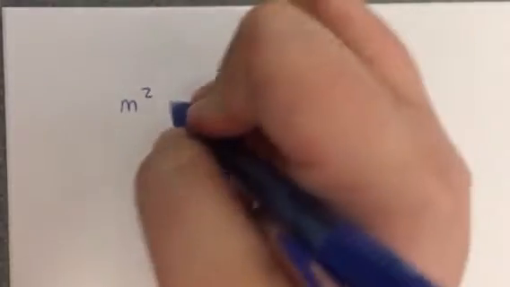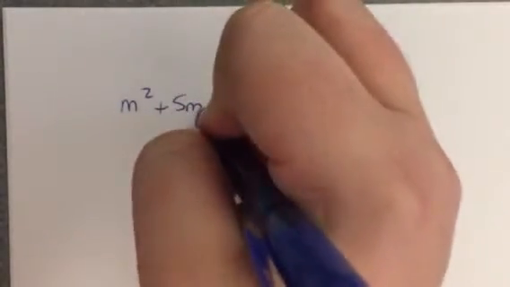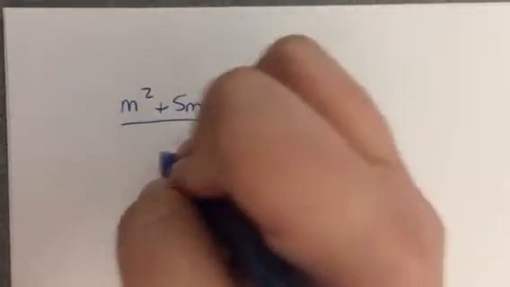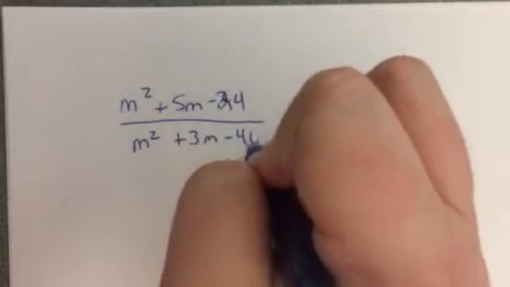So I'm going to show you another rational expression to simplify. Again, you're going to need to really remember how to factor. So if you do need to go back and review factoring, I would suggest you do so. In this expression, we have m squared plus 5m minus 24 over m squared plus 3m minus 40.